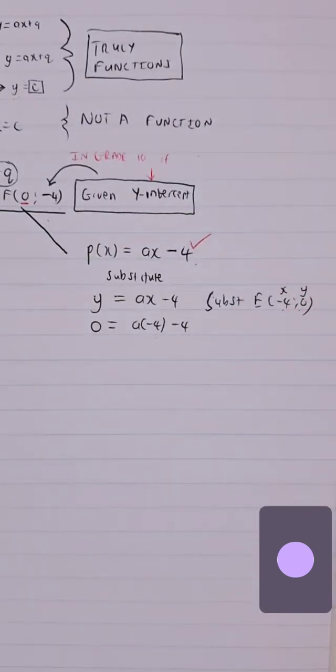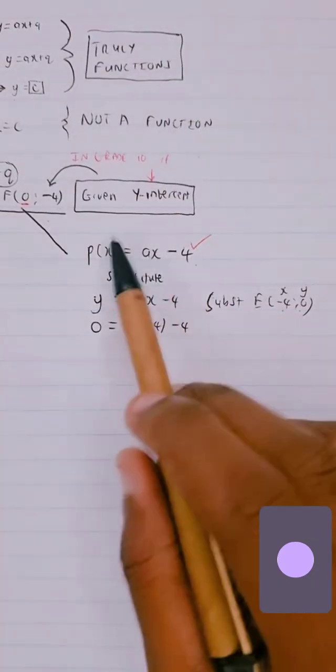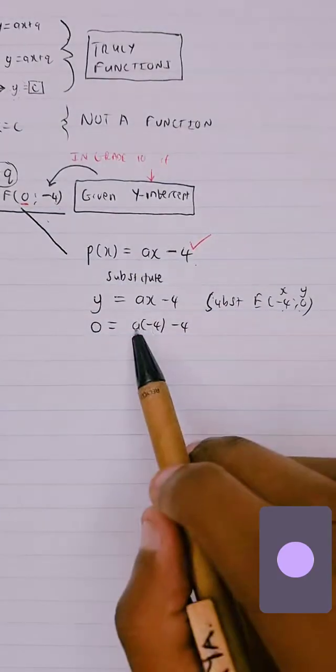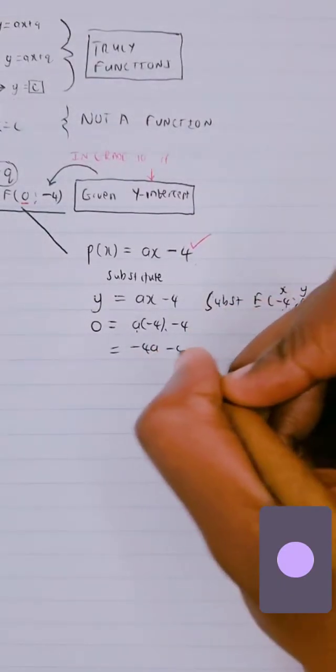For a. I was solving for a. We're solving for a, right? Why are we solving for a? Because we need it so that we can complete the equation of the function. So a times negative 4, negative 4a, minus 4.